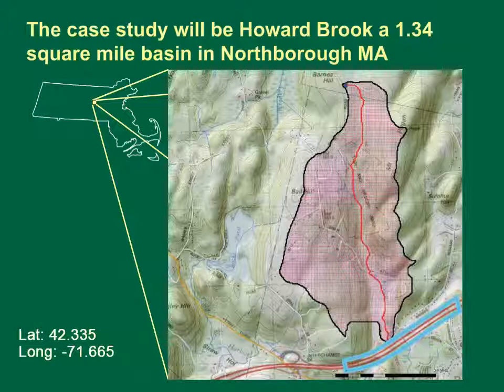Above this point, Howard Brook has a drainage area of about 1.34 square miles, a drainage length of 12,619 feet, a main channel slope of 150 feet per mile, and a basin development factor of 0 because it is a natural, unmodified channel.